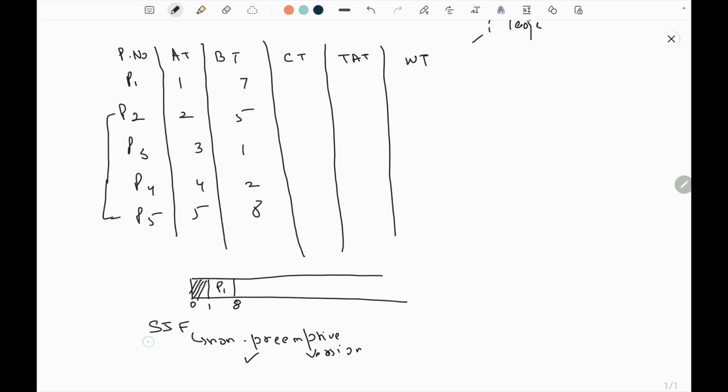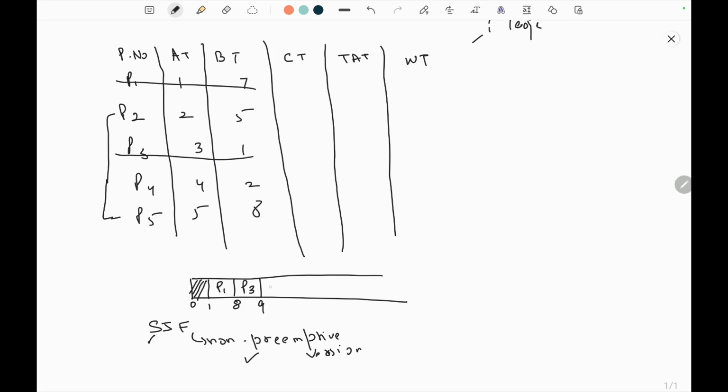Now the CPU will follow the shortest job first. Out of these 4, which one is the shortest one? It is P3. So P3 will execute for 1 time unit. So P3 gets completed. Let's cross it. P1 is also done. Let's cross it.